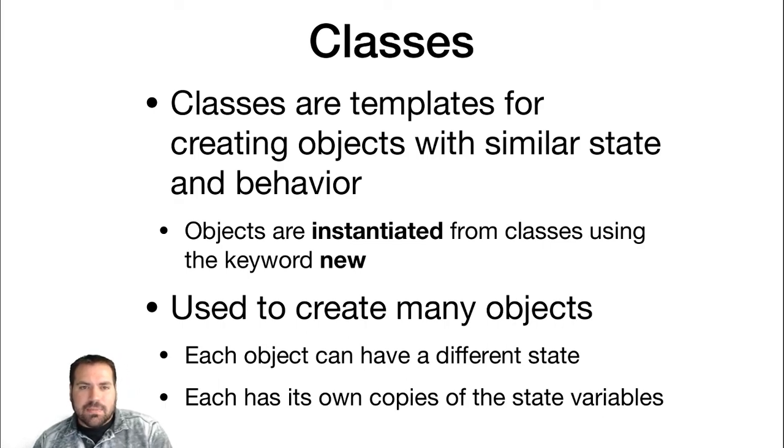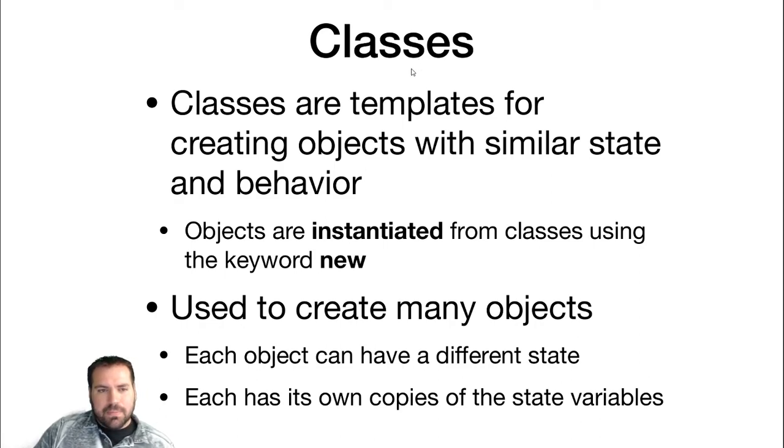So classes are templates that are used to create objects with similar state and behavior. If we want a lot of objects of the same type, then we're going to create a class, which is a template for creating those objects, where they're going to have the same behavior, but they can have different state. They're each going to have their own copy of their state variables, which can be in different states at any given time.